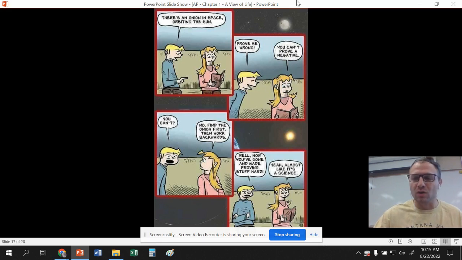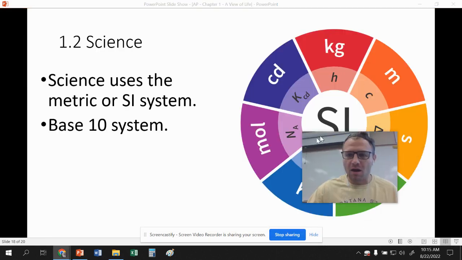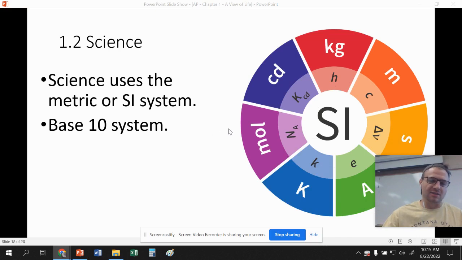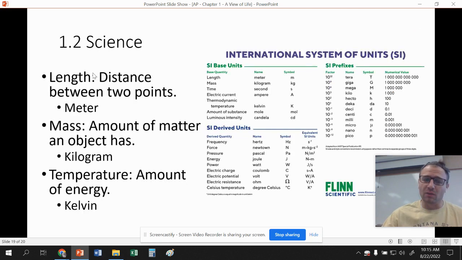All right, science uses the metric or the SI system. It has a base 10 system. I'm not going to go over much more here. I'm just reminding you that there is a scientific measurement system here. We use meter for length, kilogram for mass, and Kelvin for temperature, but not always. We actually use Celsius in here, and even Fahrenheit. It's not accurate, but that's science.